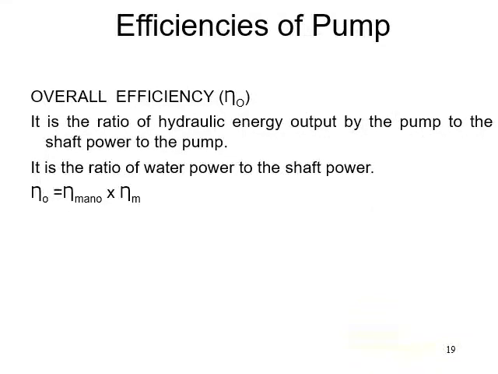Next, overall efficiency. It is the ratio of hydraulic energy output by the pump to the shaft power to the pump. It is also the ratio of water power to the shaft power. The overall efficiency is also calculated as the product of manometric efficiency, volumetric efficiency and mechanical efficiency.